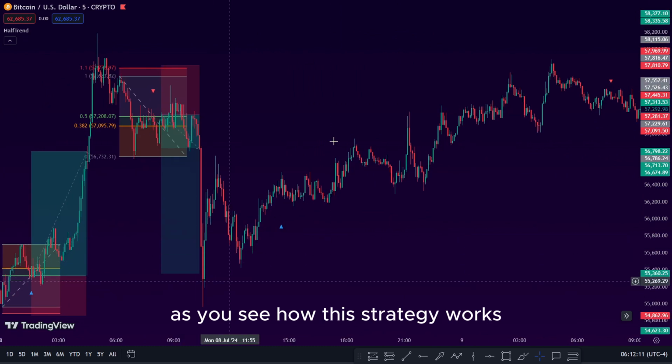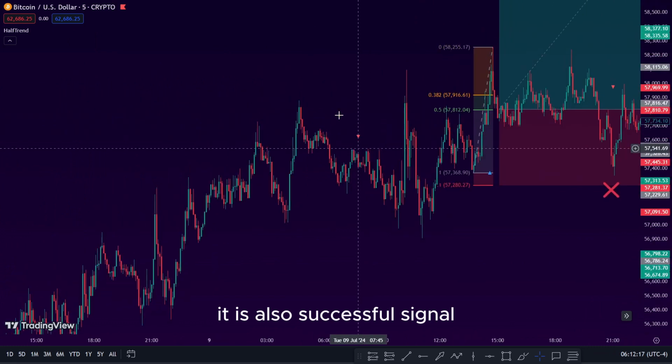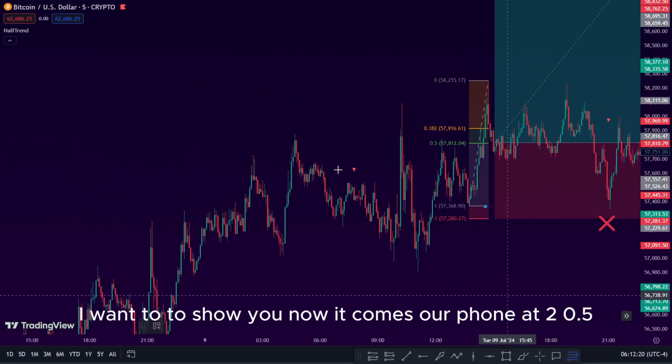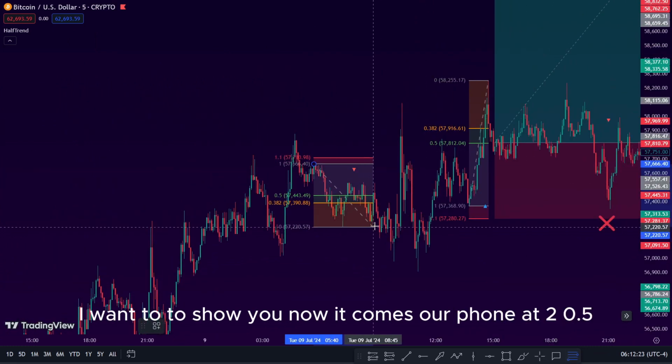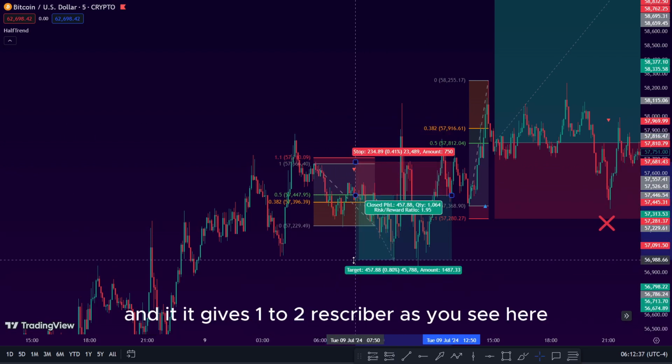As you see how this strategy works in higher probability, it is also successful signal. I wanted to show you. Now it comes our Fibonacci tool 0.5. We have entry here, and it gives 1 to 2 risk reward as you see here.